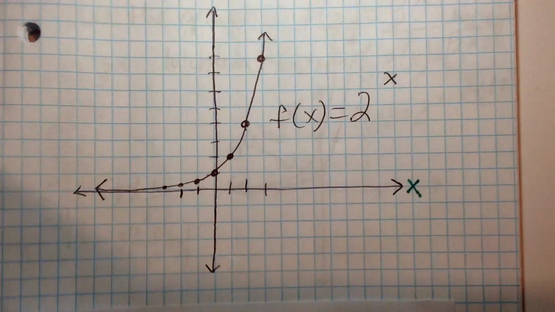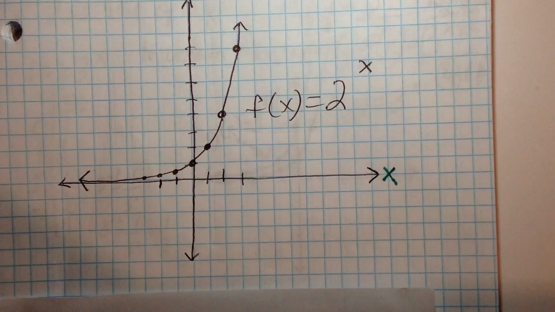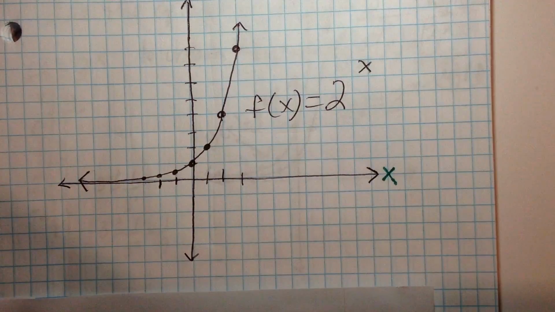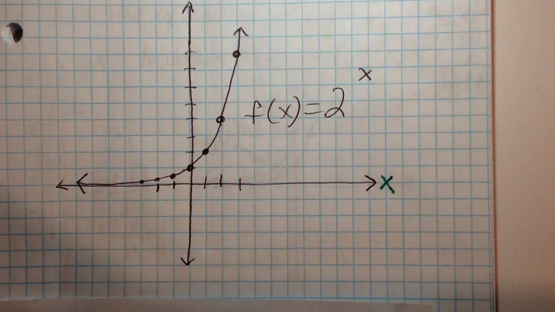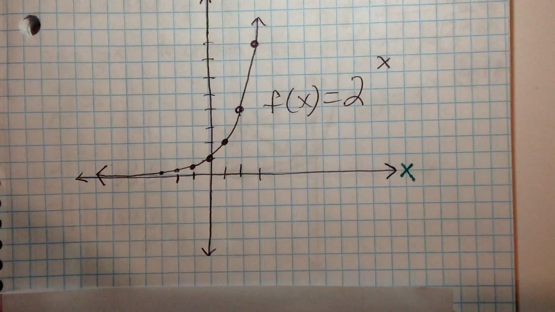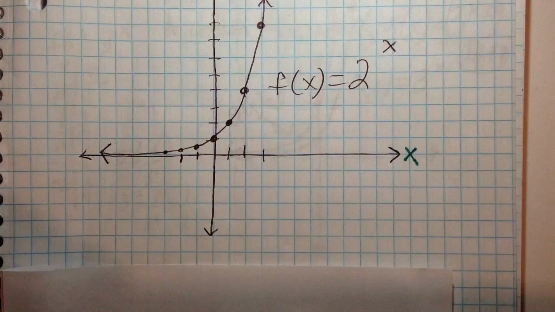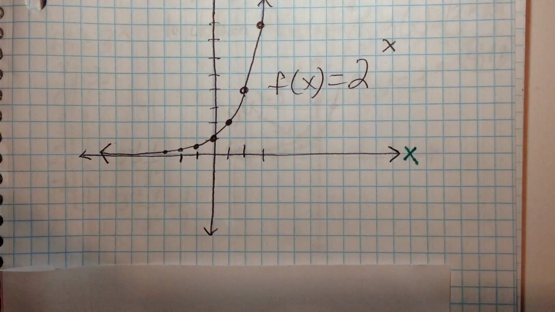I want us to look at graphs that involve horizontal asymptotes. In your online homework, you're asked to tell the horizontal asymptote. So look at this problem. This is f of x equals 2 to the x power. In the past, we used a table to graph this graph.